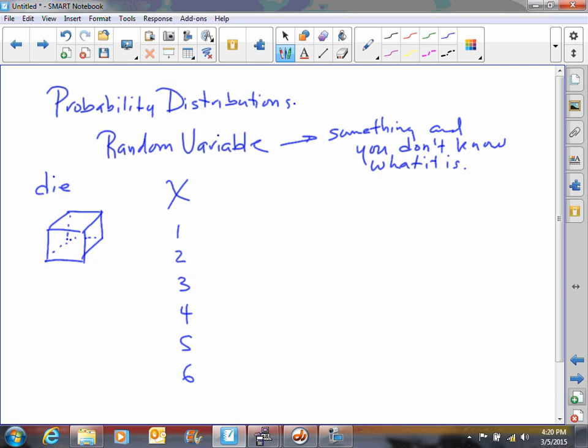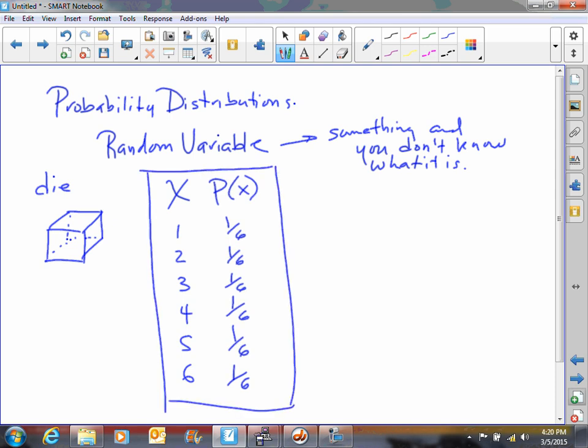Now, the probability of those outcomes is theoretically 1 out of 6 for 1, 1 out of 6 for 2, 1 out of 6 for 3, 1 out of 6 for 4, 1 out of 6 for 5, and 1 out of 6 for 6. Now, this would be a probability distribution. In other words, we list all the things that could happen, and we list all of the probabilities. So when they ask for a probability distribution, you put down the different things that could happen in one column, and then you put the probabilities of each of those things in another column. Now, they're not always going to be the same probabilities for each event, but in this particular case, it is.